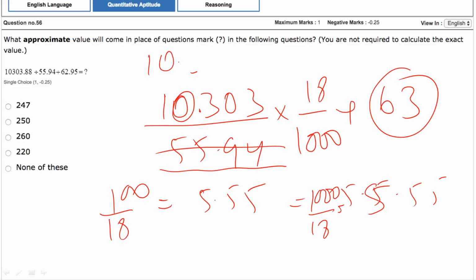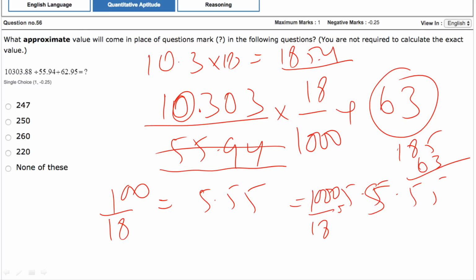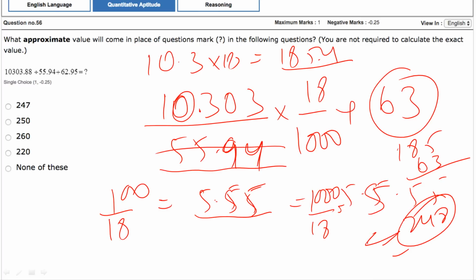So 10.3 into 18 will give me 1854, which is nothing but 185.4. Now 185.4 plus 63 is giving me 248. So if my approximation was 5.55 that I had considered, then I have got an answer. Now this number is actually divided by 55.94. So whatever I have got, 248, the answer should actually be less than this 248. The only answer in and around that is 247. I hope this is clear.